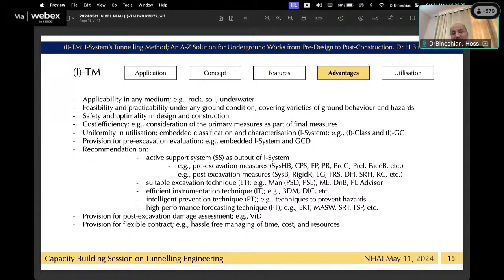Uniformity in utilization, because it contains an embedded classification and characterization system. Provision for pre-excavation evaluation, again because I-system is there, and GCD. GCD is ground conductivity designation. I will explain about this. Recommendation on measures: suitable excavation technique, efficient instrumentation technique, intelligent prevention technique, and high performance forecast technique. Provision for post-excavation damage assessment, and provision for flexible contract.